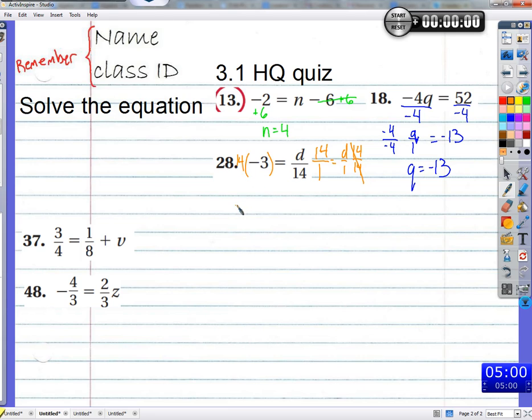Okay. So that's negative 3 times 14, which is negative 42. So what's going on over here? Should be negative. Oh, this is 4. All right, so d is negative 42.